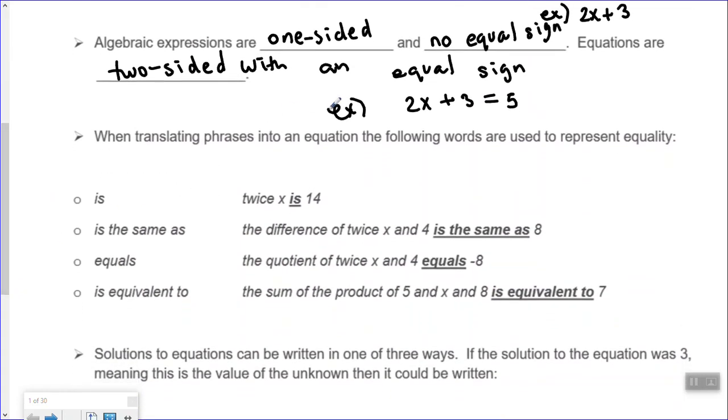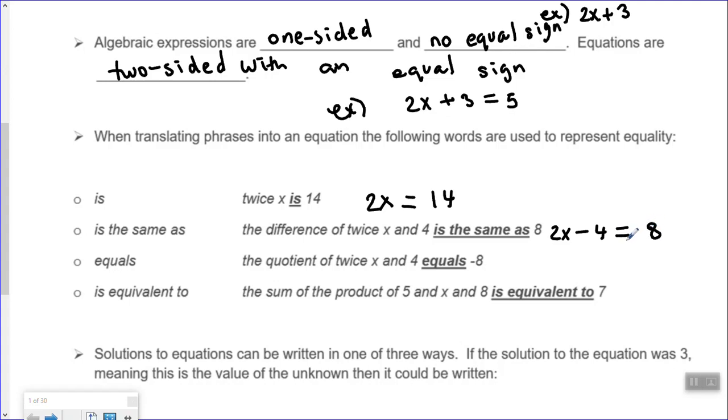When translating phrases into an equation, the following words are used to represent equality: is the same as, equals, is equivalent to. So, twice x is 14: twice x equals 14, with an equal sign. The difference of twice x and 4 is the same as 8. Difference is subtraction, and twice x is 2x, so 2x minus 4 equals 8.